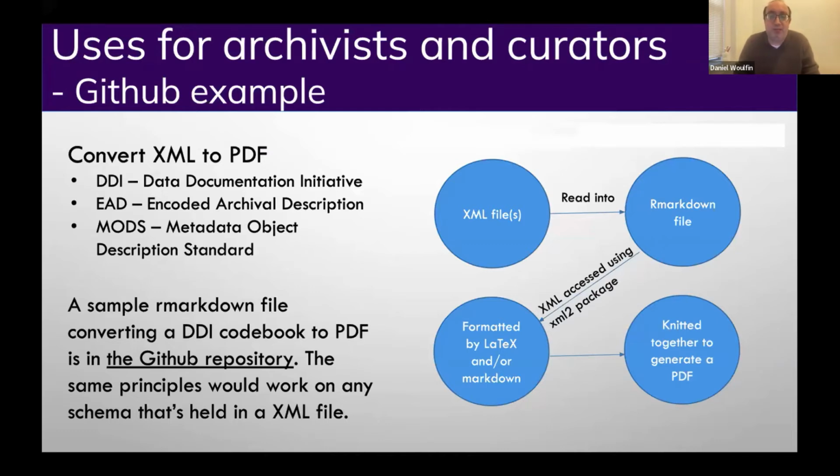There were four steps, basically. First, the XML files have to exist, so they're generated. Then they are read into the markdown file. Then that's accessed through the XML2 package. And then it's formatted into the natural language documentation format I want. And then finally it's knitted together as a PDF.